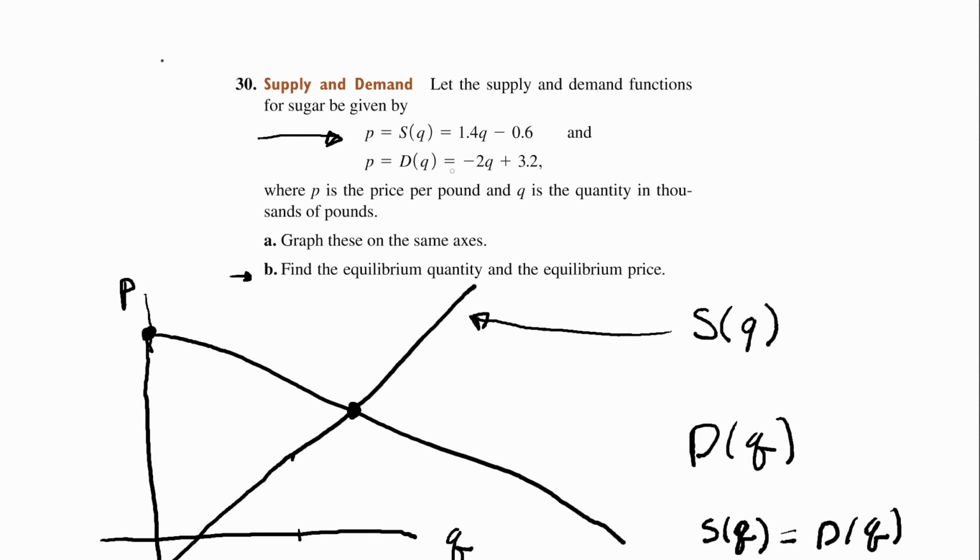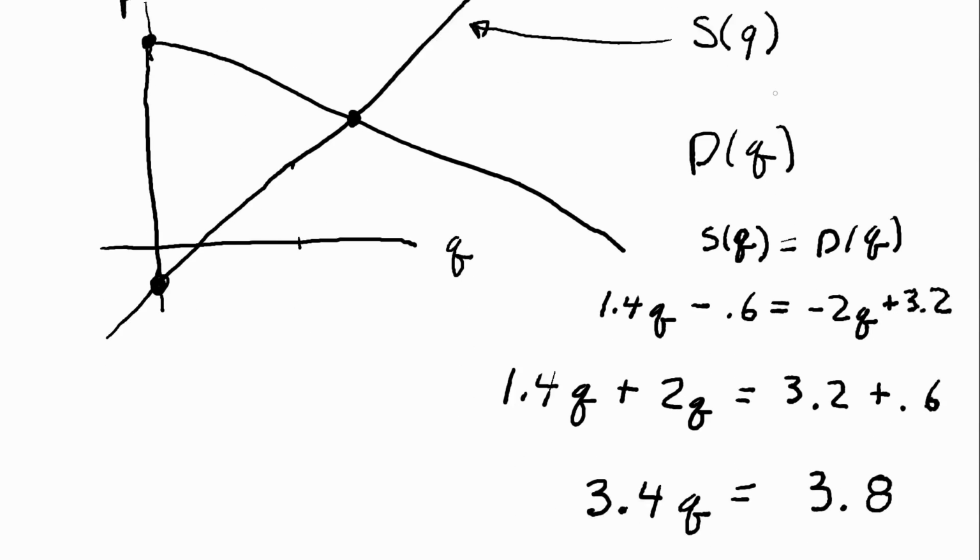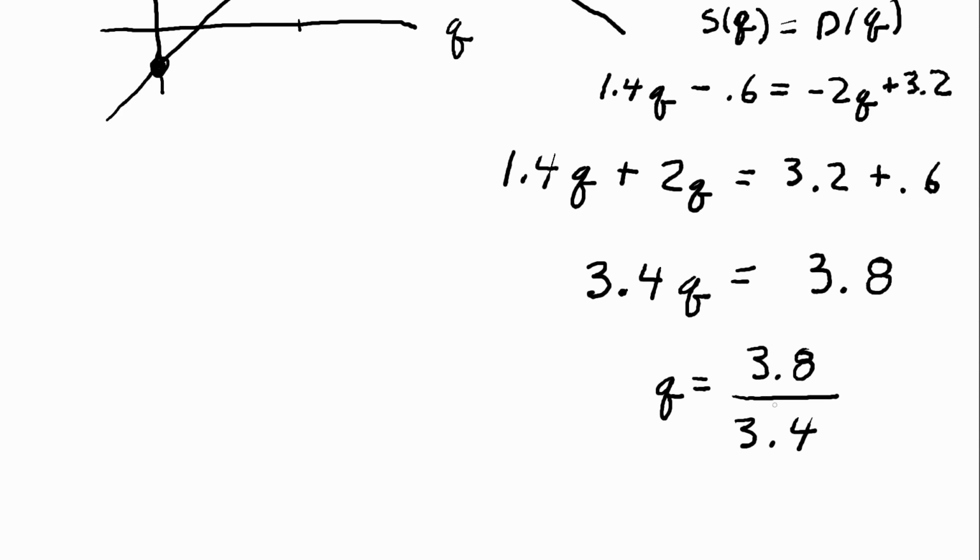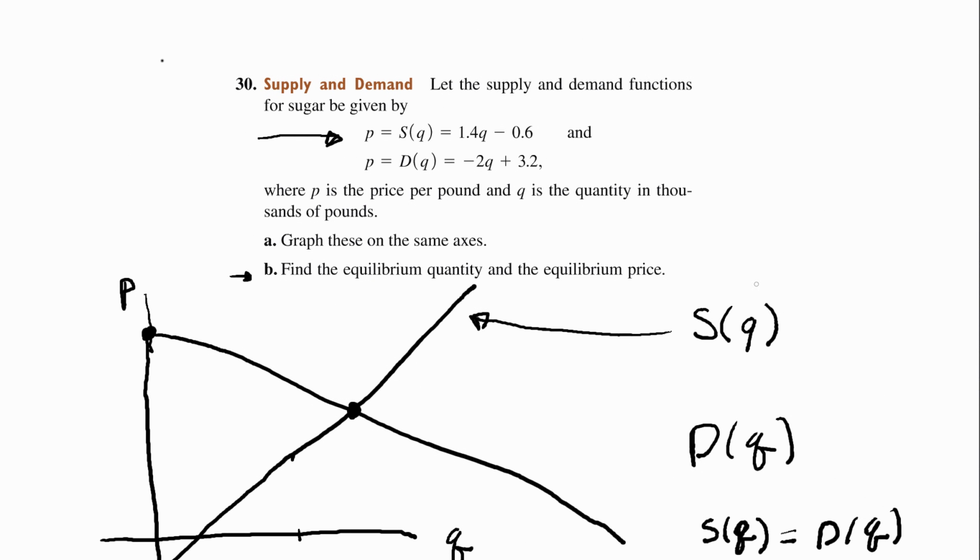Okay, so that's our Q. Then to determine what the actual price would be, and it's a nice check to see that you've done the calculations correctly, you plug Q into either one of these, and you should get the same value. I'll leave that for you as an exercise. So the equilibrium quantity would be that, and the equilibrium price would be what you get when you plug the quantity that we solved for, 3.8 divided by 3.4, into either one of these linear functions.